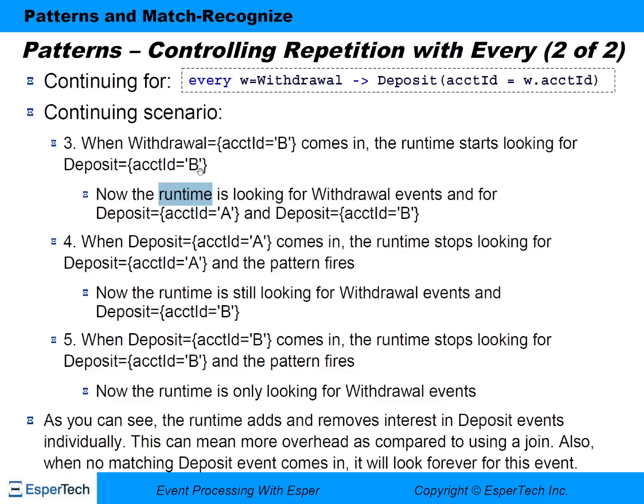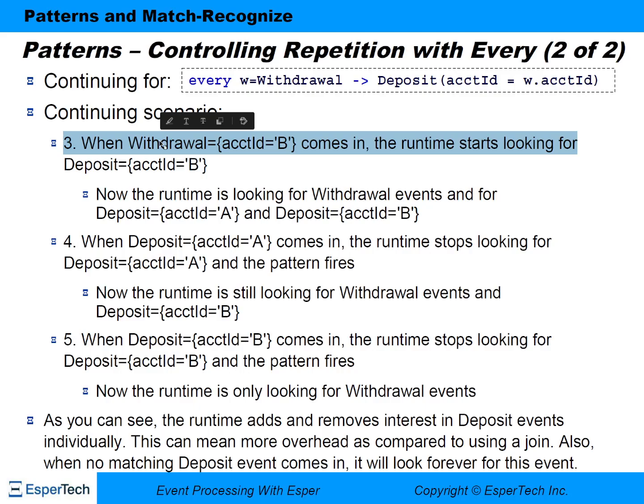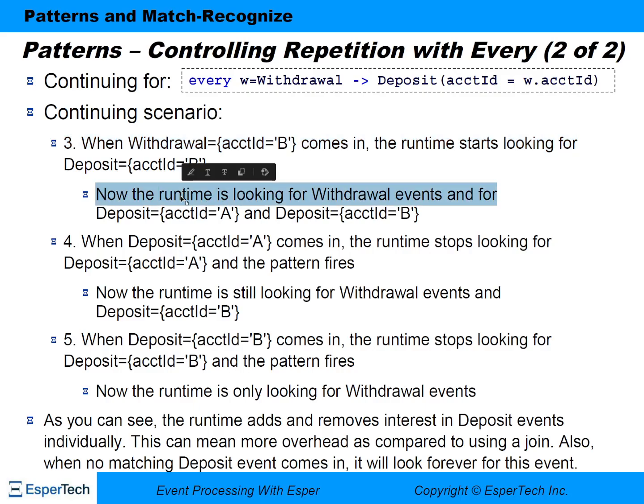This slide continues the scenario of the last slide. When a withdrawal with account B comes in, the runtime starts looking for a deposit with account B. Now the runtime is looking for withdrawal events and for a deposit with account A and for a deposit with account B.